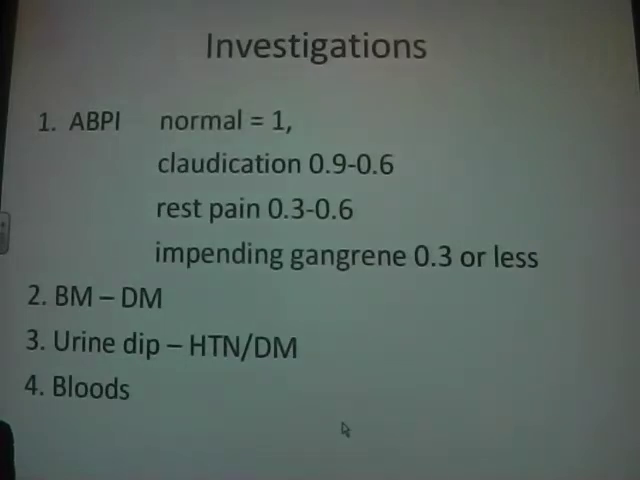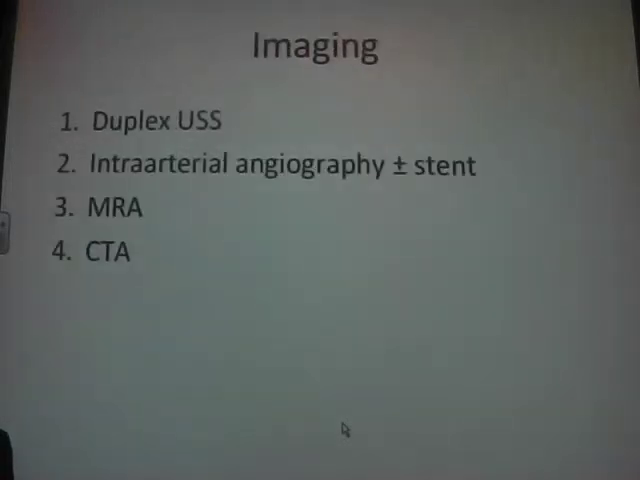So investigations, the one we talk about a lot is ABPI. Do you know how you do an ABPI? I'm sure you've all done one at one point. So brachial over peripheral. And then normal is 1, claudication 0.9 to 0.6, rest pain 0.6 to 0.3, and gangrene 0.3 or less. Then on all of these people you want to do a BM because a lot of them are diabetic, and then urine dip, just make sure they don't have any severe symptoms, and bloods.